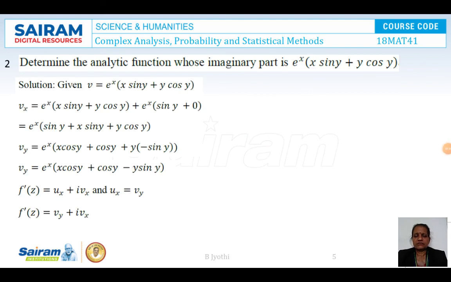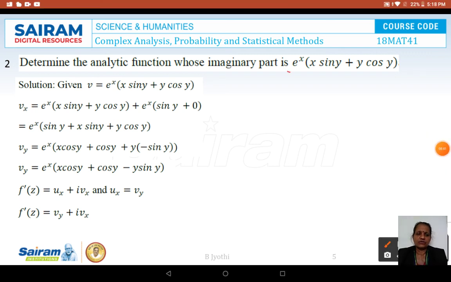Next, determine the analytic function whose imaginary part is given by e power x into x sin y plus y cos y. Here we need to find only the analytic function. So what we need to do is, given v is equal to, consider it is the imaginary part they have given. Instead of v, they have just given it as imaginary part. Therefore, v is equal to the given function we will consider.